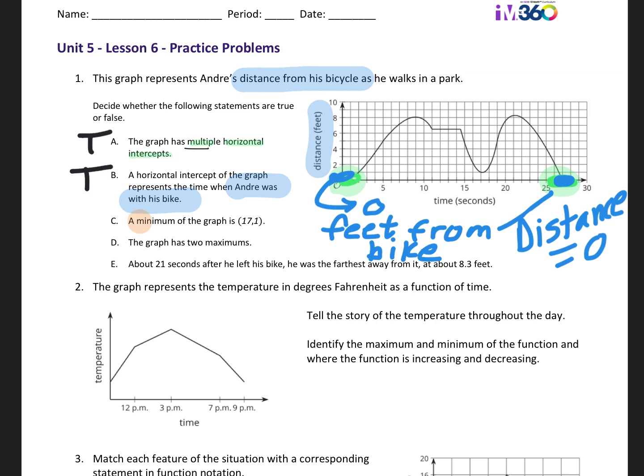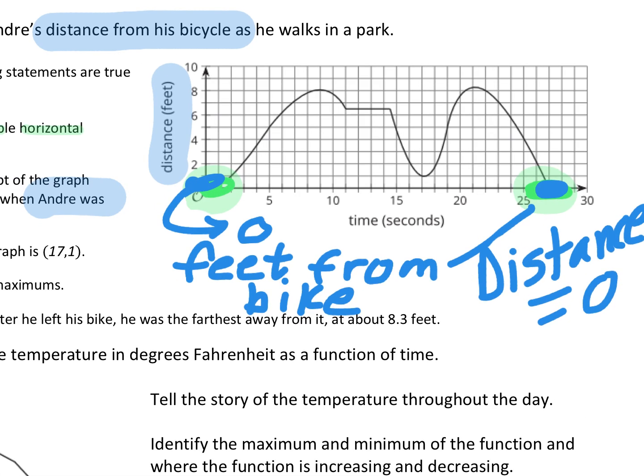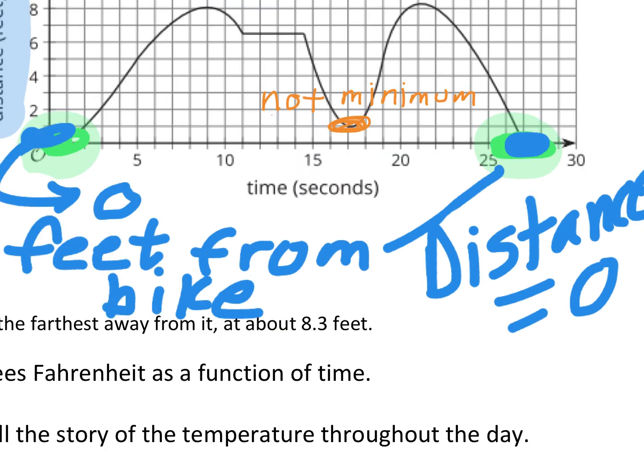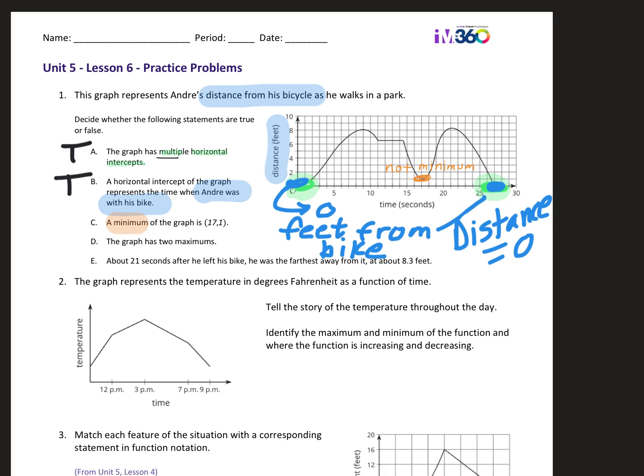For letter C, it says the minimum is at 17.1. Well, they're talking about 17.1 being right here, but this is not the minimum because it's not the lowest point. The lowest point is actually your horizontal intercepts. So it can't be the minimum because there are 2 other points that are lower. So since that is not the minimum, that means that C is false.